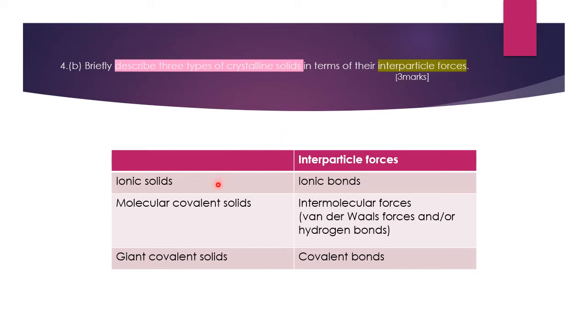The types of crystalline solid that I choose is ionic solids, and its interparticle forces is ionic bonds. Second, molecular covalent solids, and the interparticle forces is intermolecular forces, which is van der Waals forces and or hydrogen bonds. Lastly is giant covalent solids. The interparticle forces is covalent bonds.